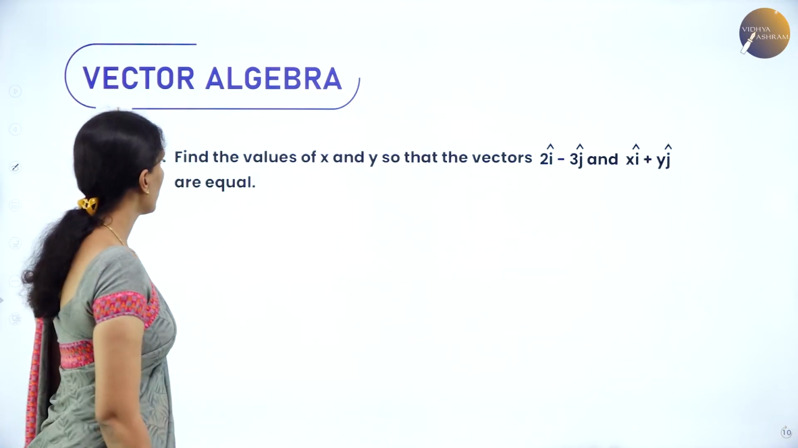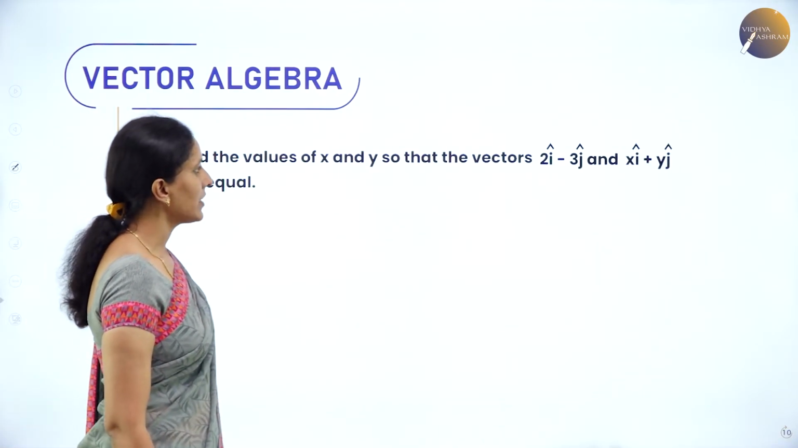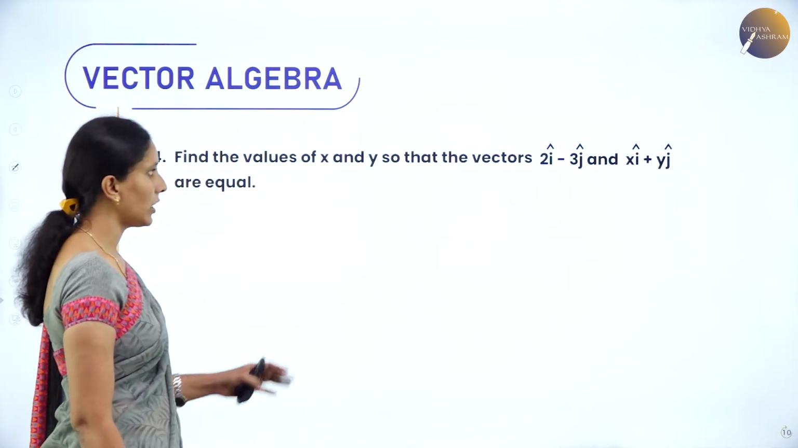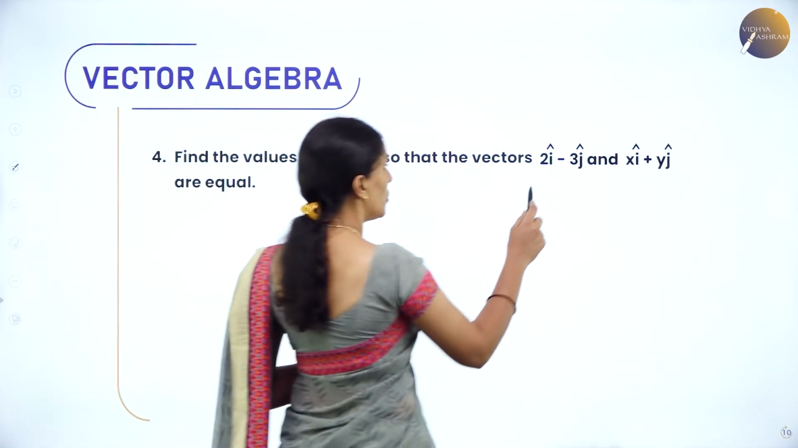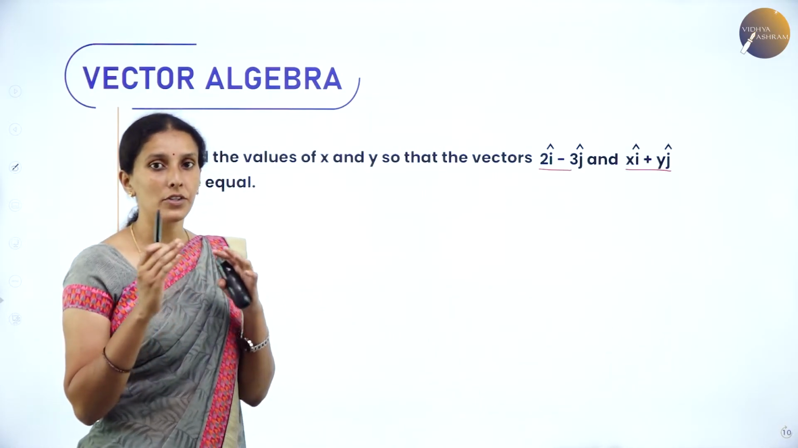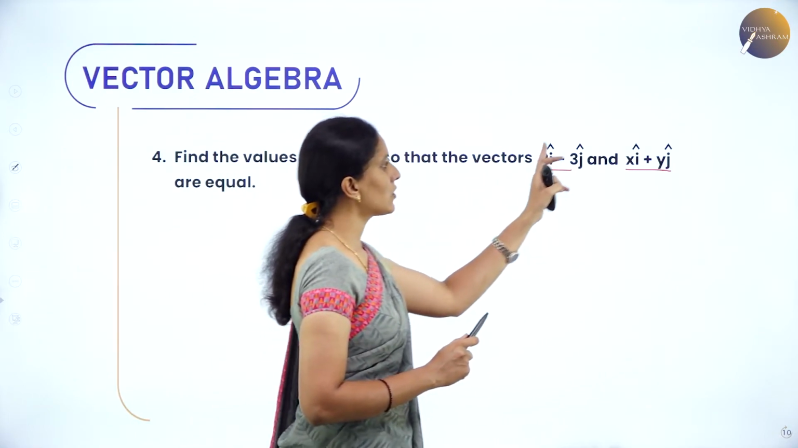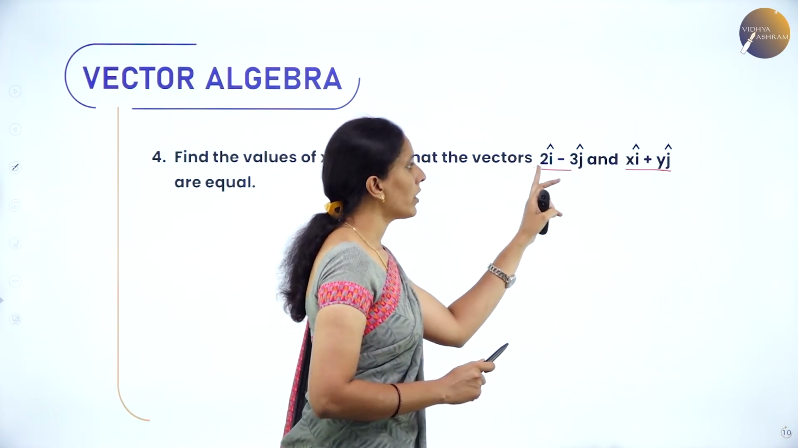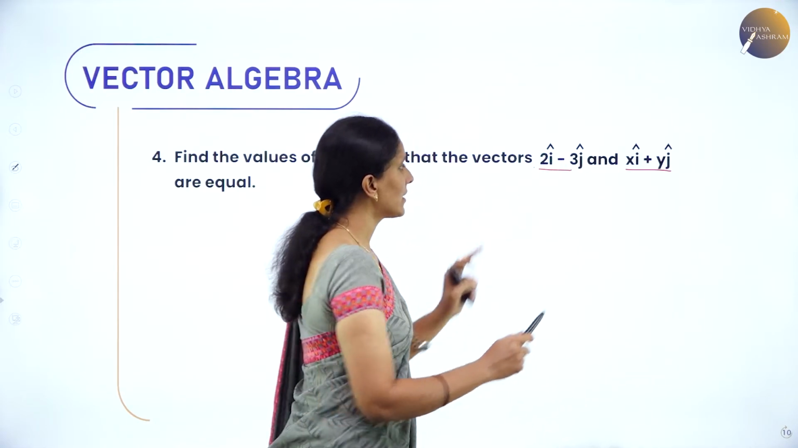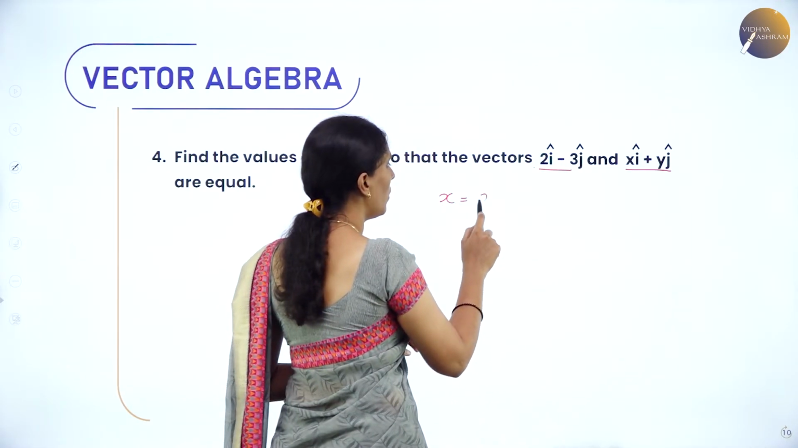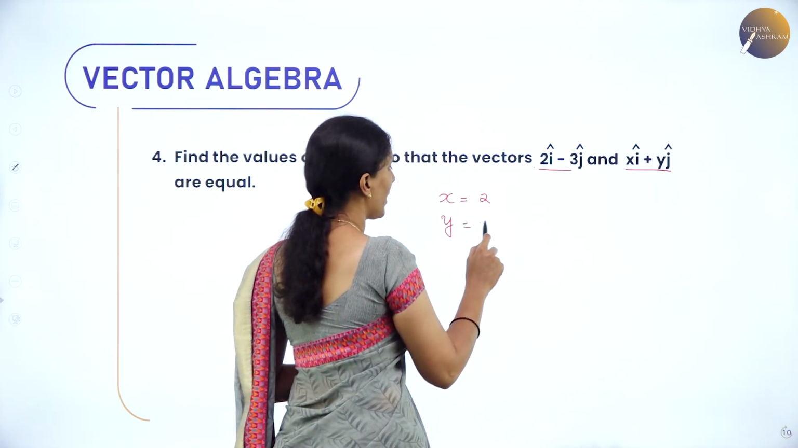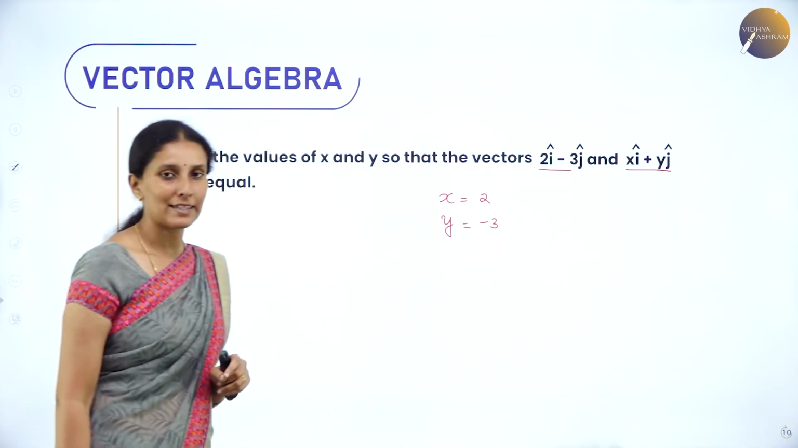Next question. Find the values of x and y so that the vectors 2i minus 3j and xi plus yj are equal. So, two vectors are equal only when the corresponding components are equal. So, they have given these two vectors are equal. So, what are the corresponding components? Clearly, the i component, that is x, is equal to 2, and for the j component we have y is equal to minus 3. So, this is the value of x and y.